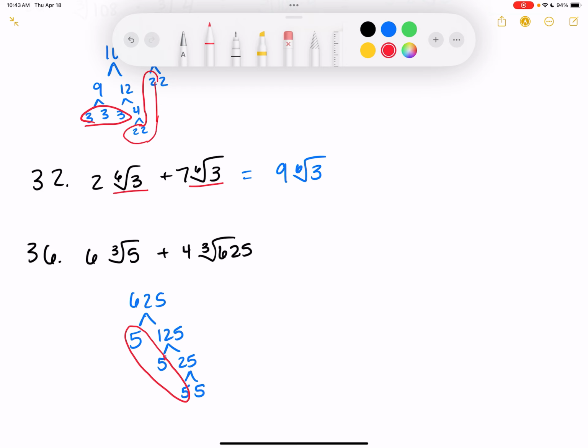So this would be the 6 times the cube root of 5 plus, take the 5 out, so 5 times 4 is 20 times the cube root of 5. Now I can add them together, and I would get 26 times the cube root of 5. So sometimes you have to break it down first to be able to do that. And if nothing else, at least breaking it down is sufficient to show the work that you did for that.